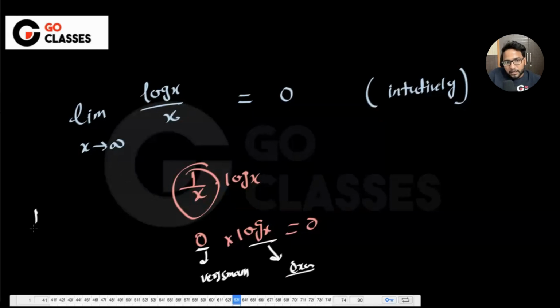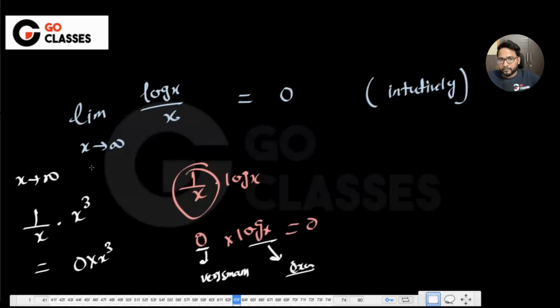Which means if this is 1 upon x into, let's suppose, x cube, can you say this is 0 just because this is 0? Can you say this is 0 into x cube if x tends to infinity? No, right? This is actually infinity. This is not 0 into x cube. That's how you can't make it 0. Have you understood this? So this is 0 into some function. Okay, just don't take it as a constant. This is some function. So that's why you have to be careful.